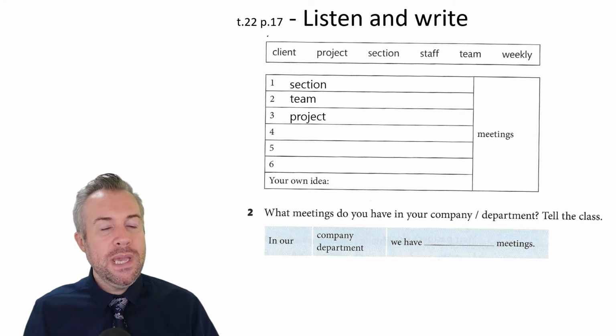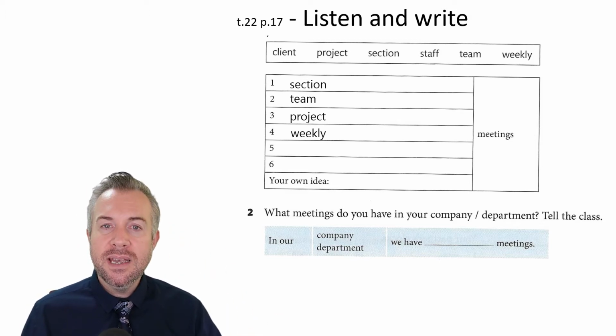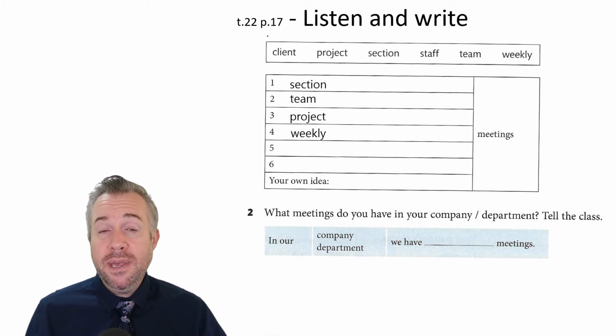Number 4 is a weekly meeting. This is more about time. So every week, once per week, there is a meeting, a weekly meeting. You could have daily meetings, monthly meetings, even maybe a yearly meeting.